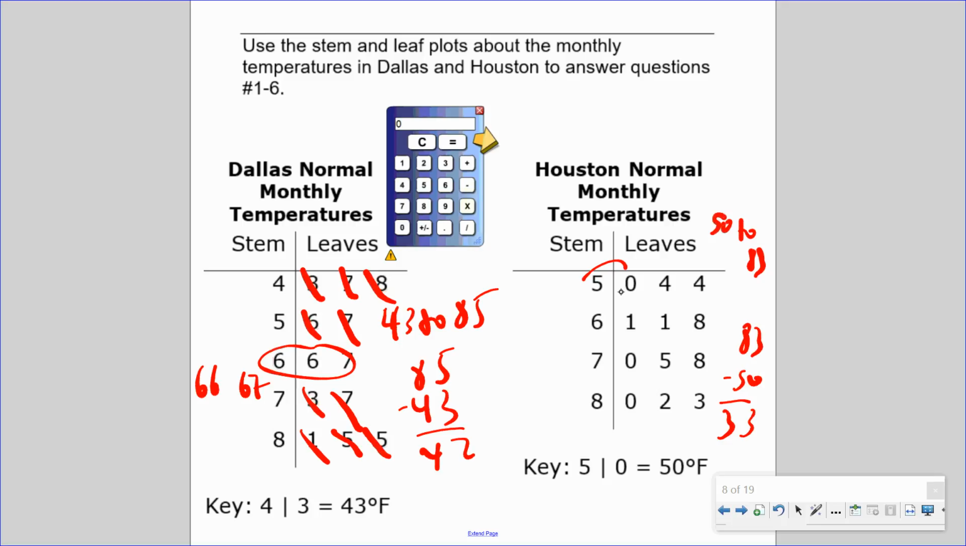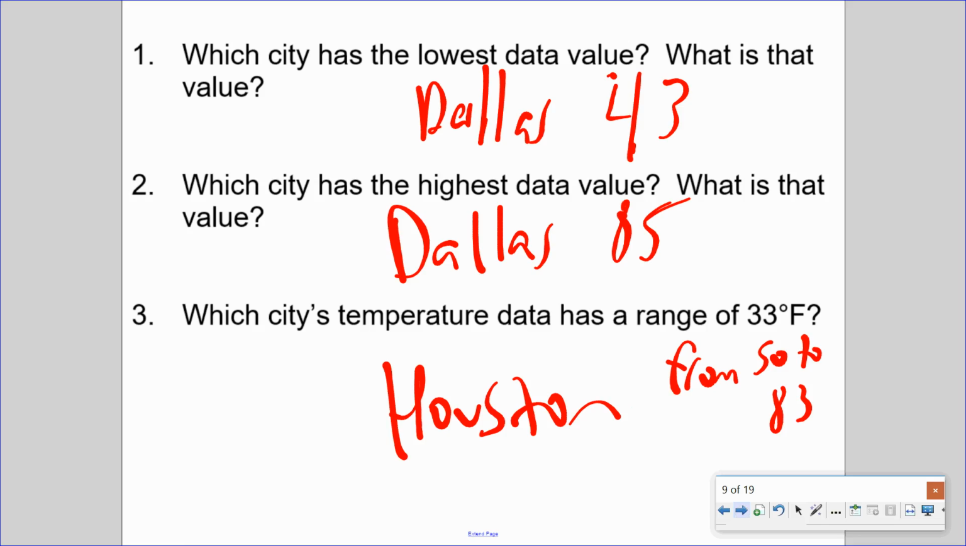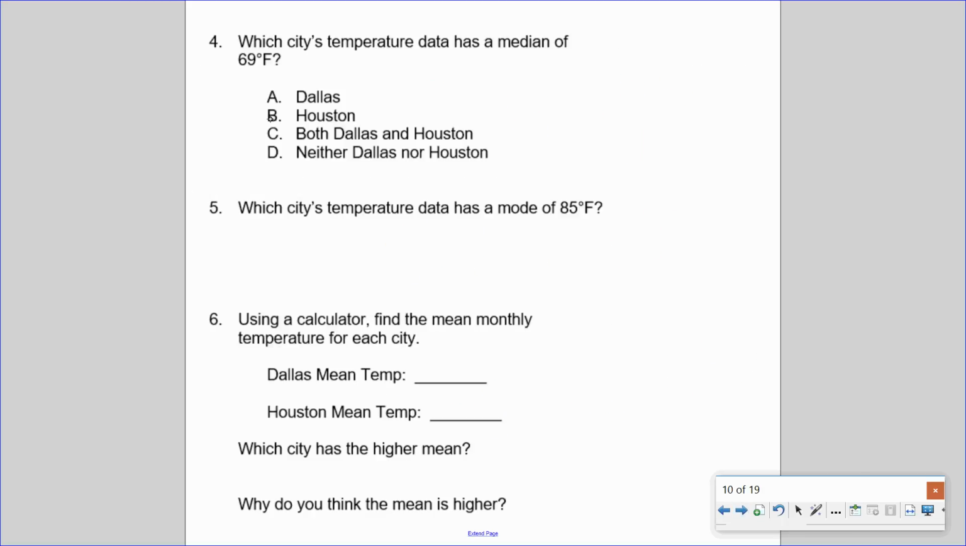We have 50, 83. I'm gonna stop cheating, and I'm actually gonna list out the temperatures: 50, 54, 54, 61, 61, 68, 70, 75, 78, 80, 82, 83. Now let's find the median. So I'm finding the straight middle number. What's between 68 and 70? 69. So Houston has a median temperature of 69 degrees.